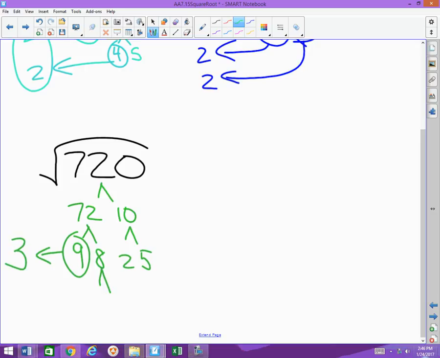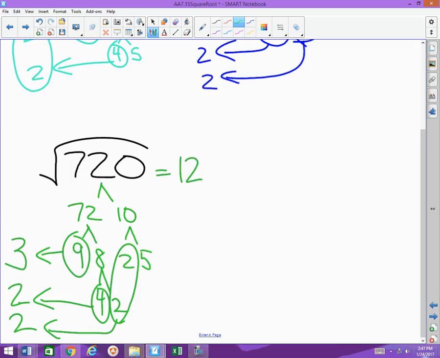And then 8 can be 4 times 2. And then we have the square root of 4, which is 2. And then there's a pair of 2's that can come out also. That's another 2. So now we have 2 times 2 times 3, which is 12. And then there's only a 5 left over, so it's 12 times the square root of 5.